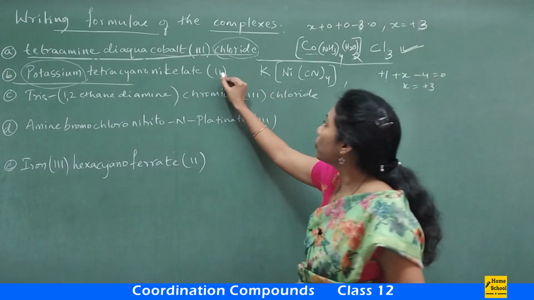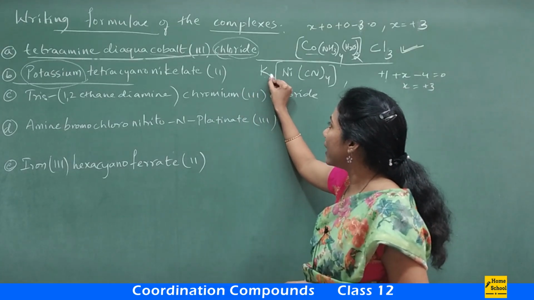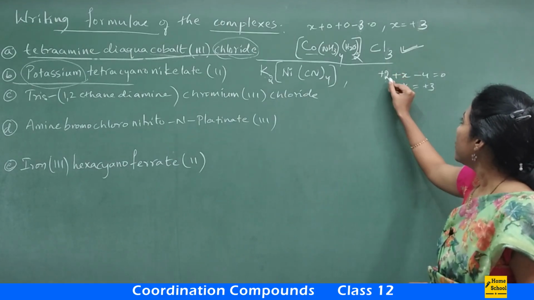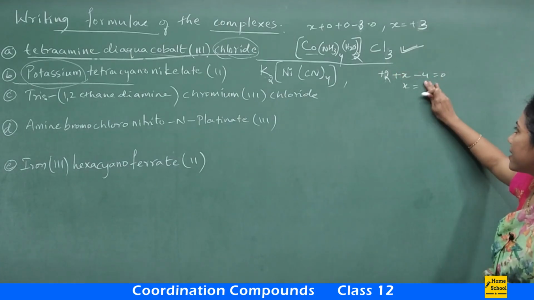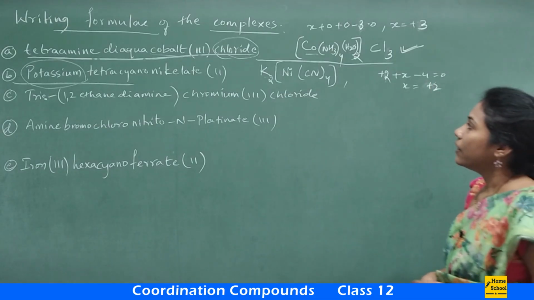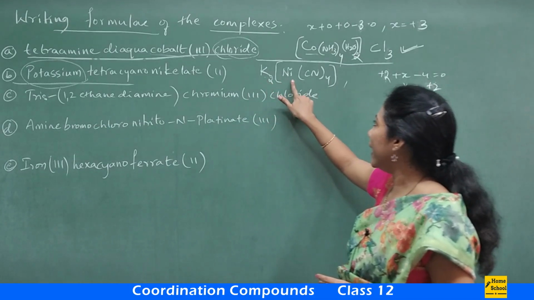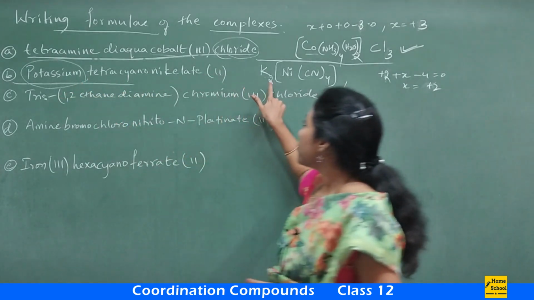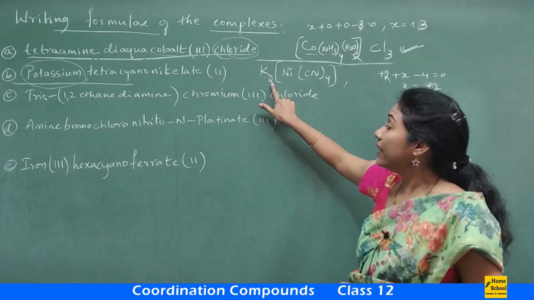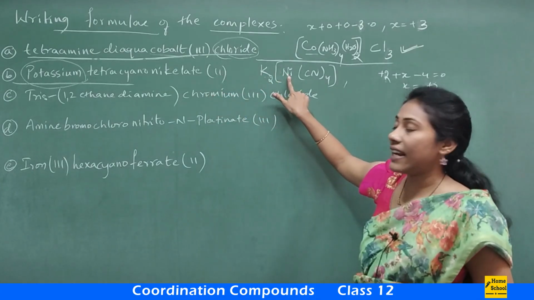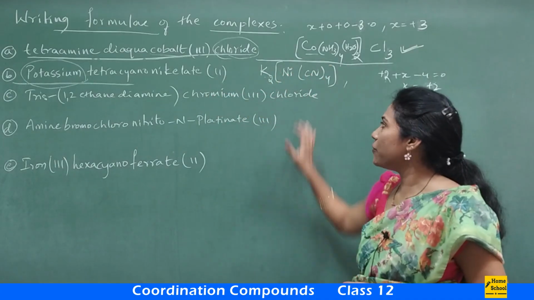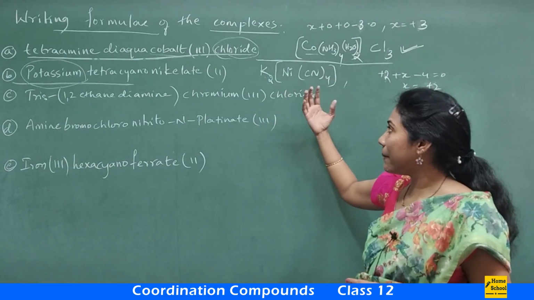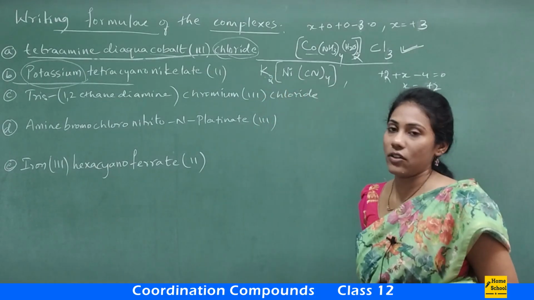But I want 2. So I will adjust the counter ions. I'll take 2 potassium. So I will get +2 here, so +2 plus X minus 4, that is X is equal to +2 I will get. So this is the correct formula. K2[Ni(CN)4] is the formula that matches with this name. So go on adjusting the counter ion till the oxidation state of the central atom matches. First you write the skeleton. See the oxidation state whether it is matching or not. If not matching, then adjust the number of counter ions.